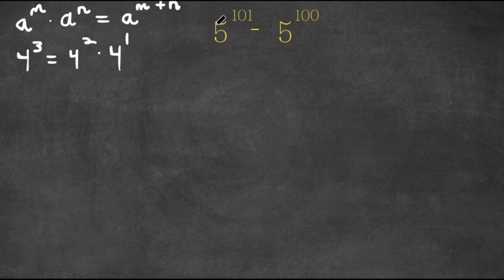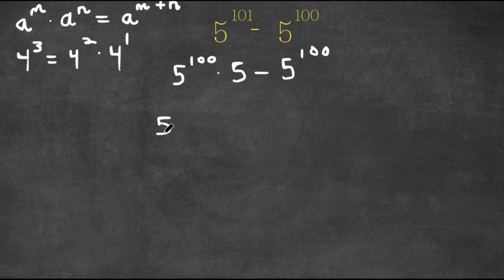So now what I'm going to do to 5 to the power of 101 is I'm going to rewrite it as 5 to the power of 100 times 5. And 5 is the same thing as 5 to the power of 1. And 100 plus 1 is 101, so now we are going to subtract this with 5 to the power of 100. And now that both of these terms have 5 to the power of 100 in them, I'm going to factor out 5 to the power of 100.